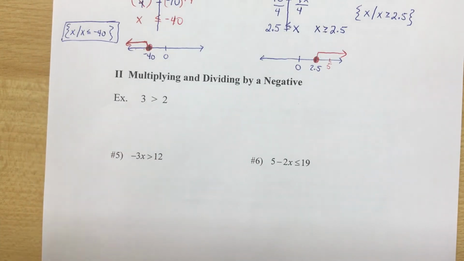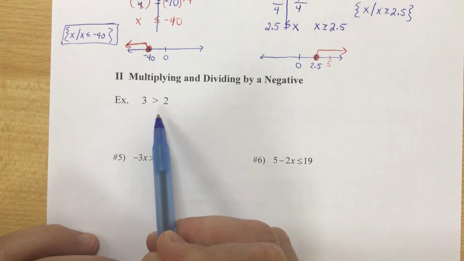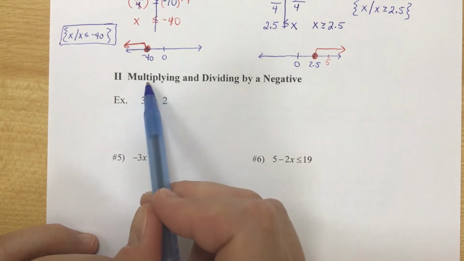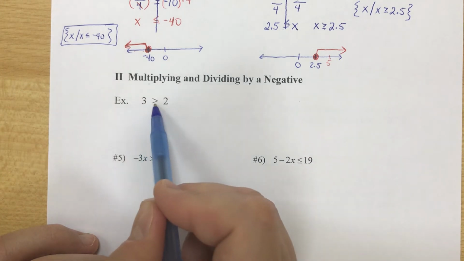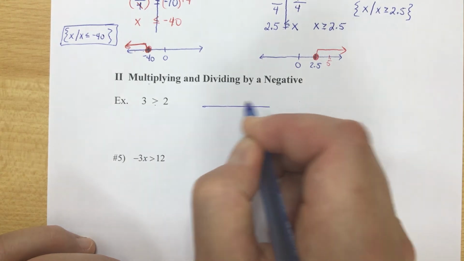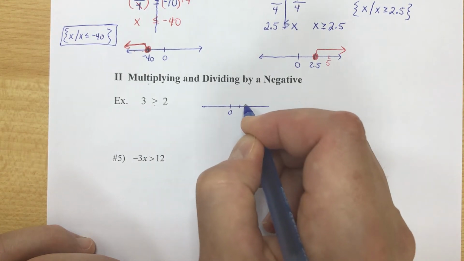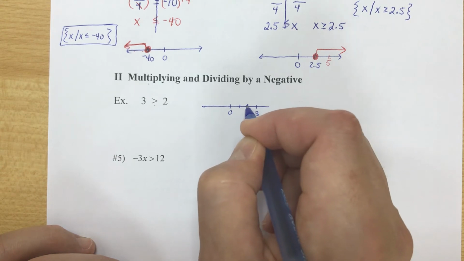Now, you're saying, well, this is actually pretty easy. It's the same thing as an equal sign when I solve an equation. Yes, with one case that you have to be careful about: multiplying and dividing by a negative. So 3 is greater than 2. Okay, we know that on a number line. Here's 2 and here's 3. 3 is definitely a larger number than 2.